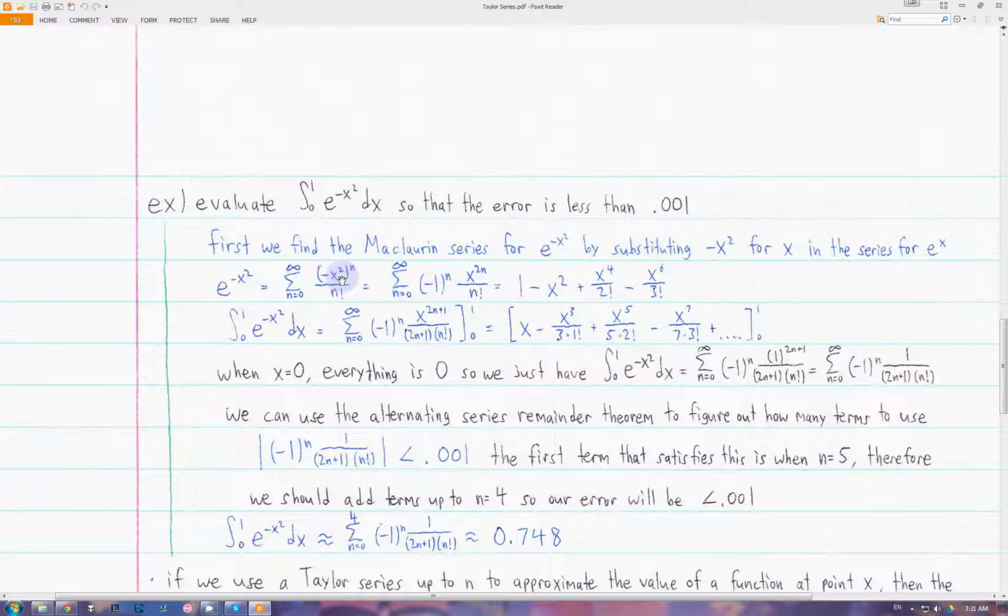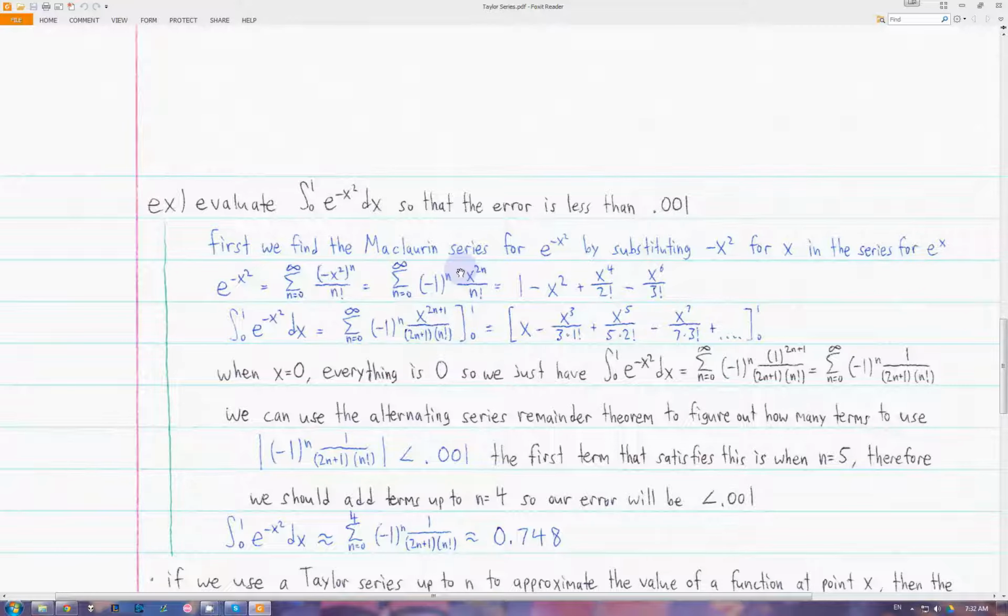So the Maclaurin series for e to the x is just x to the n over n factorial. So we replace the x with negative x squared. And then distributing the exponent, we get negative 1 to the n power times x to the 2n. So this is an alternating series because of this negative 1 to the n power.